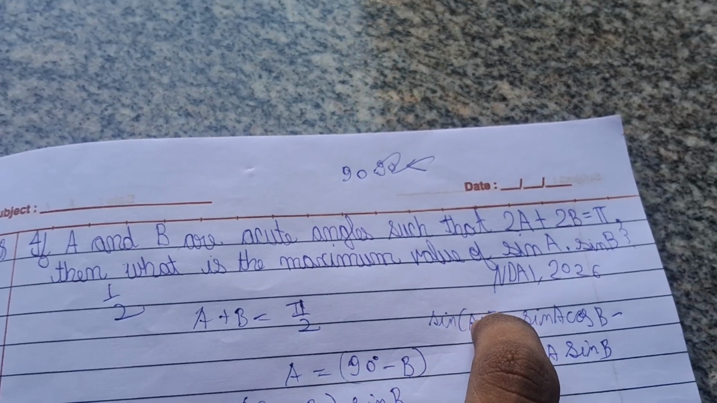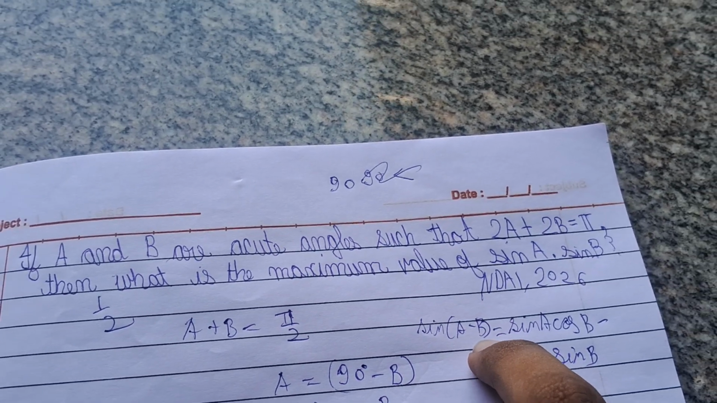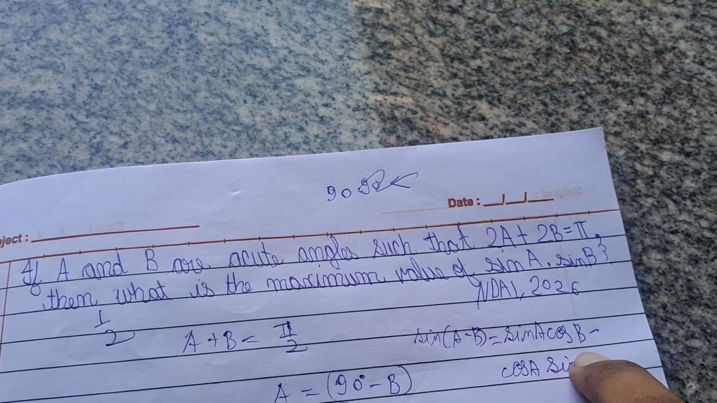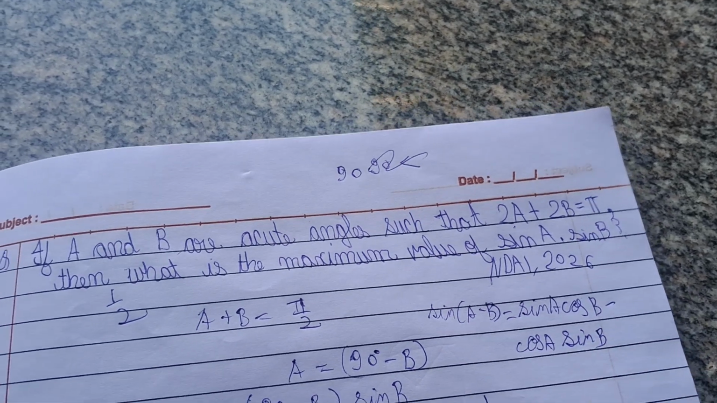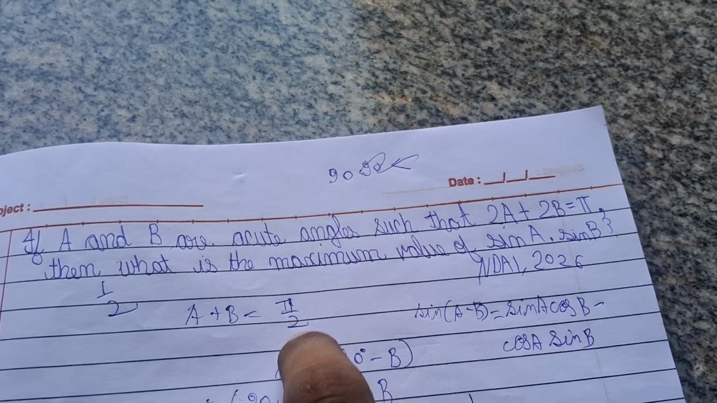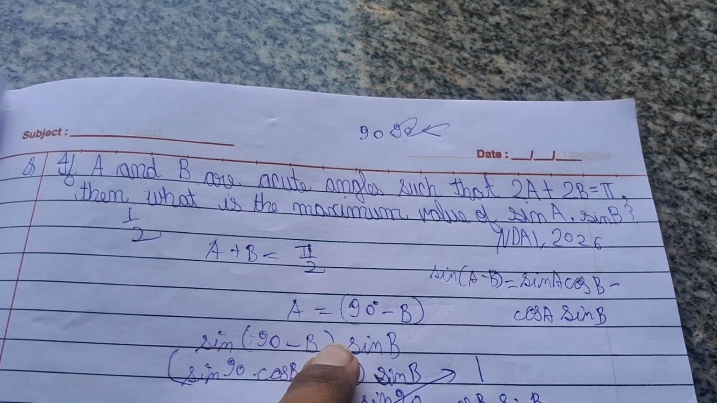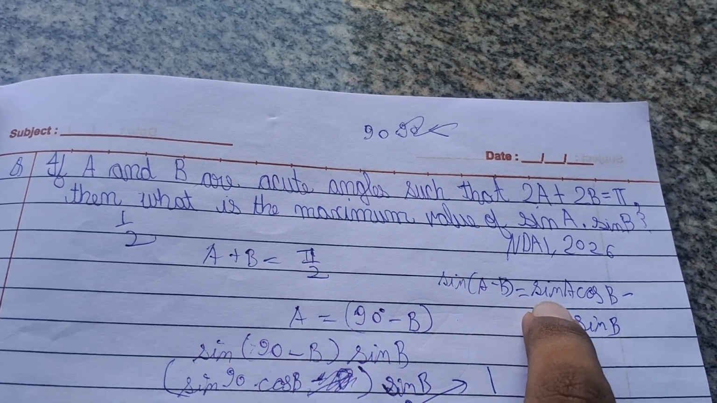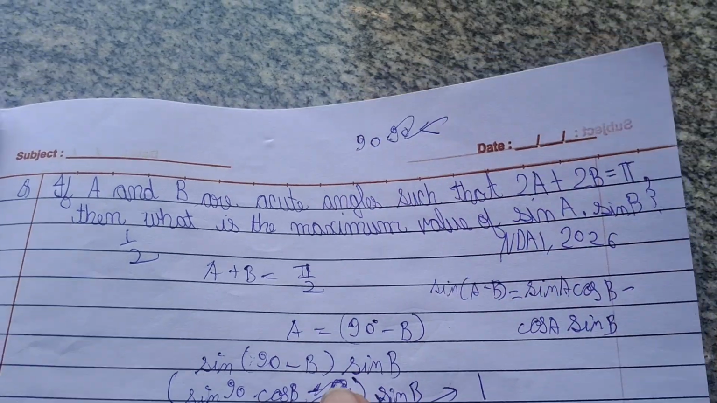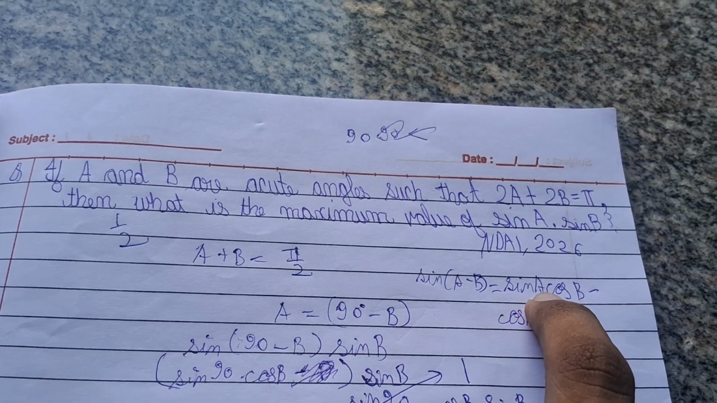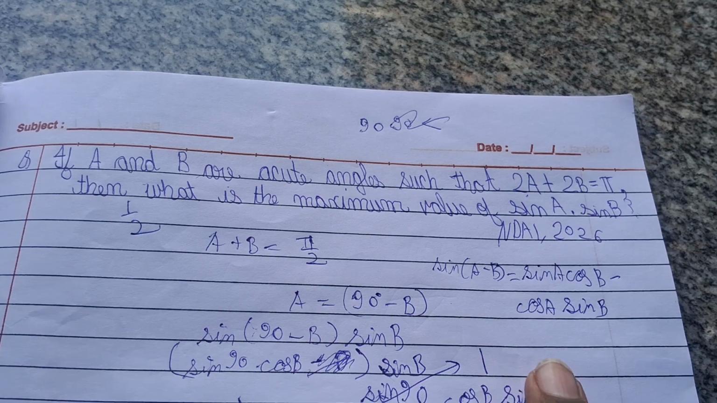Now we will apply the formula sin(A minus B), comparing with this formula of trigonometry: sin(A minus B) is equal to sin A cos B minus cos A sin B. Put the values here: A is 90 degrees and B is B. So if we simplify after putting the values, this becomes sin 90 cos B minus cos 90 sin B.